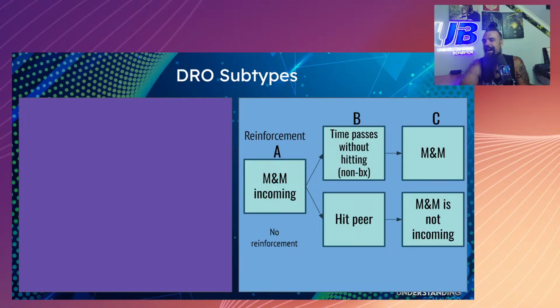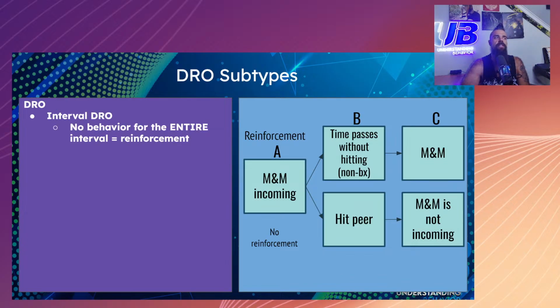Interesting. All right. Well, let's talk about the different subtypes of DRO. We've got two different subtypes. We've got interval DRO. This is the most common. For interval DRO, if the behavior doesn't occur for the entire interval, then they're going to receive that reinforcer. It's actually not reinforcement. It's reinforcer delivery because, again, it's not contingent on a behavior.